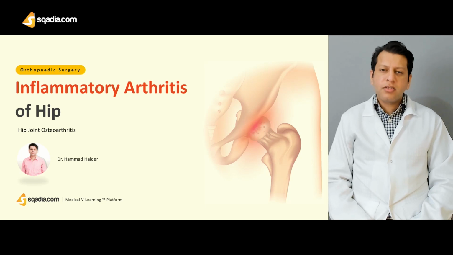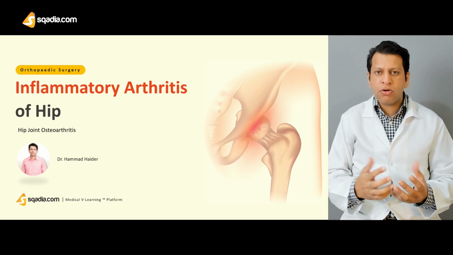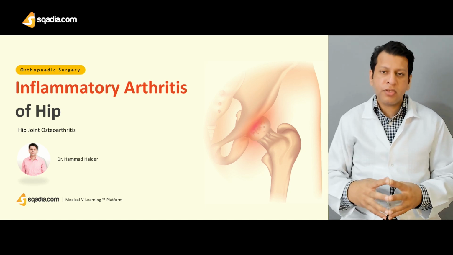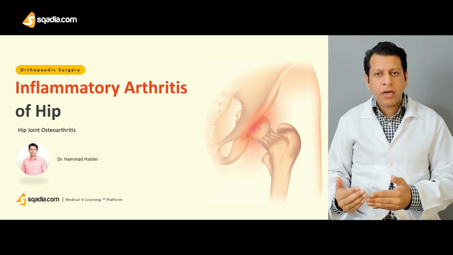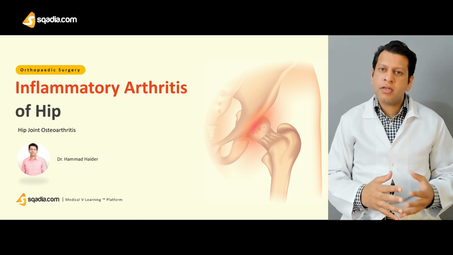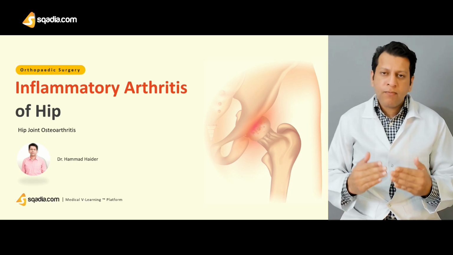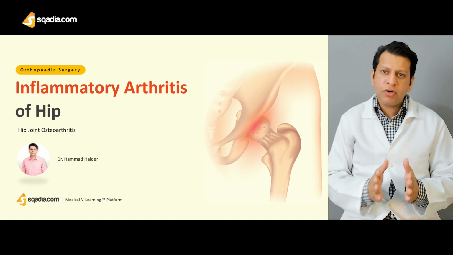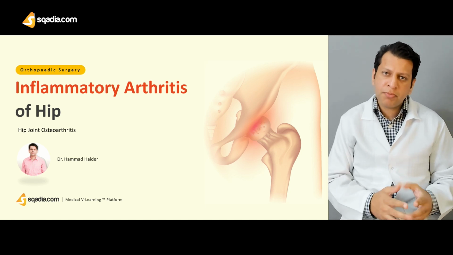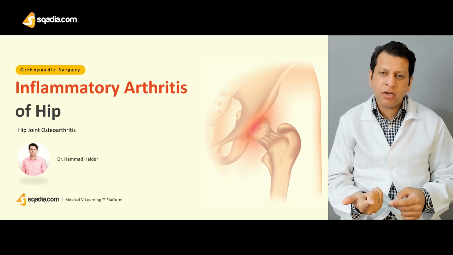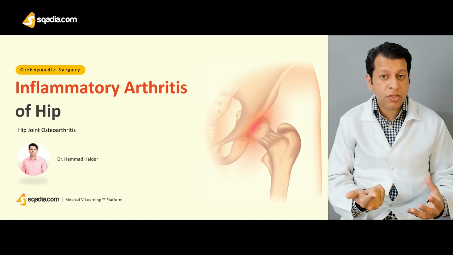Now, what else differential we should be keeping in mind is one of the other non-mechanical causes, which is inflammatory arthritis of the hip joint. This could be rheumatoid arthritis or it could be psoriatic arthritis as well. First of all, we would have a history of this sort of a problem. The patient may be taking some form of treatment in the form of steroids as well for that.